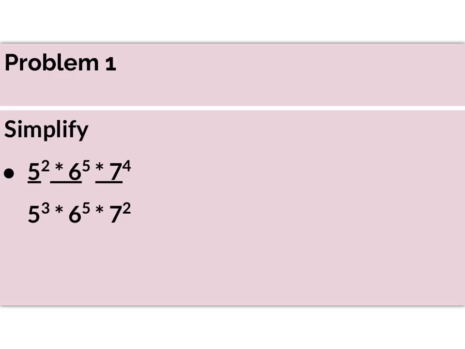So now, this looks a little complicated, but only deal with the same base. So if you only worry about the same base, you get 5 to the 2 minus 3 is -1, so you get 1 over 5. 6 to the 5 over 6 to the 5 is 1, because anything divided by itself is 1. And 7 to the 4 over 7 squared, you get 7 squared. Okay, so we get 7 squared over 5, which is 49 over 5.